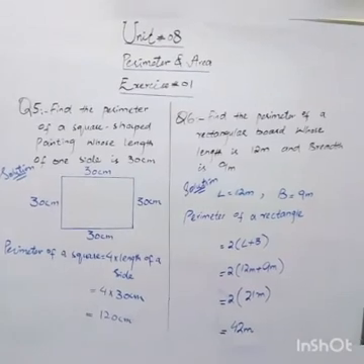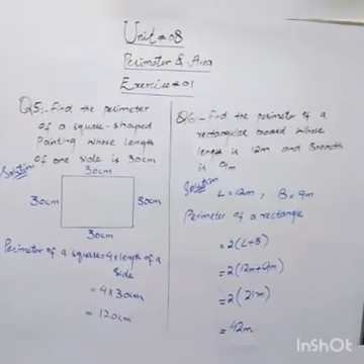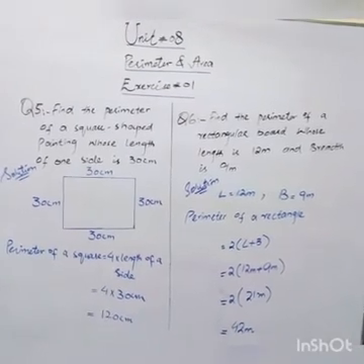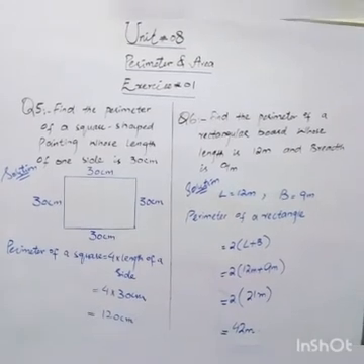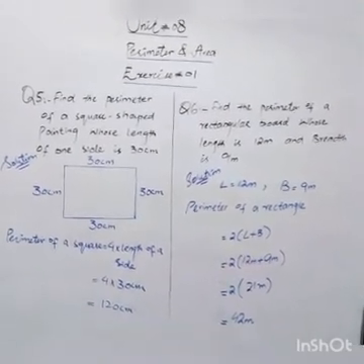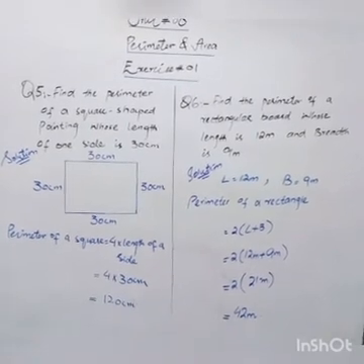First of all, we will add 12 meters and 9 meters. We will get 21 meters. Now we will multiply 21 meters with 2, so that we will get 42 meters. So the perimeter of the rectangular board is 42 meter.